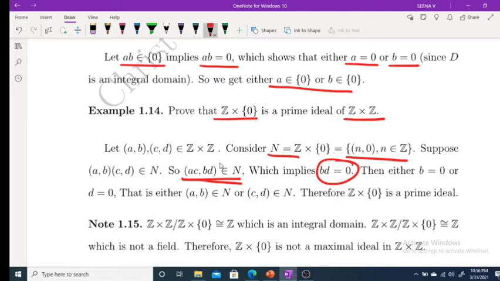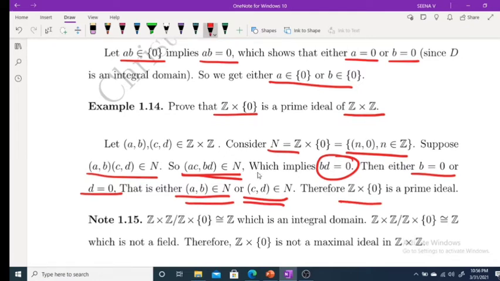So b and d are integers, therefore bd equal to 0 implies either b equal to 0 or d equal to 0. That means either (a,b) belongs to N or (c,d) belongs to N. If b equal to 0, then (a,b) belongs to N. If d equal to 0, then (c,d) belongs to N. That means (a,b)(c,d) belongs to N implies either this condition holds or this condition. This implies Z × {0} is a prime ideal.